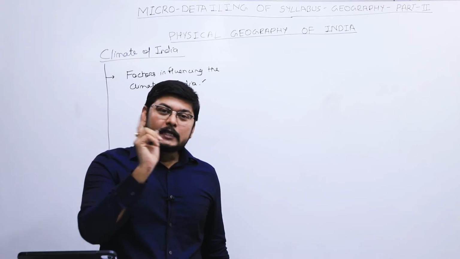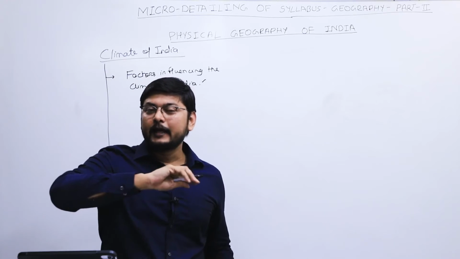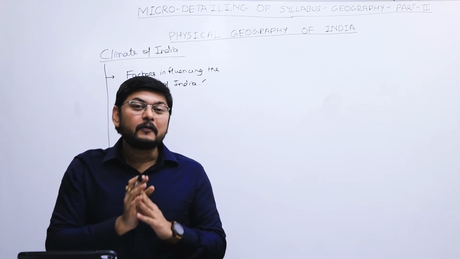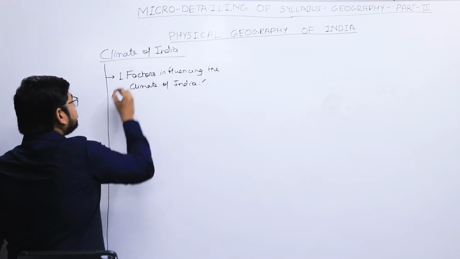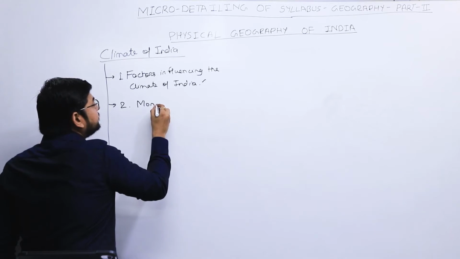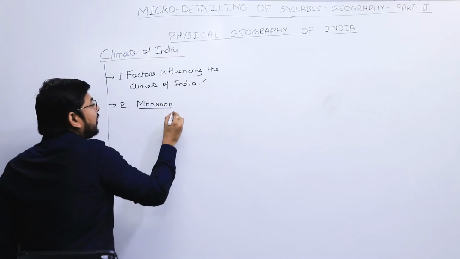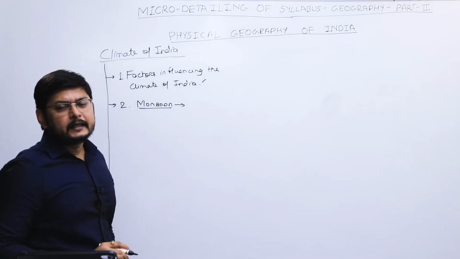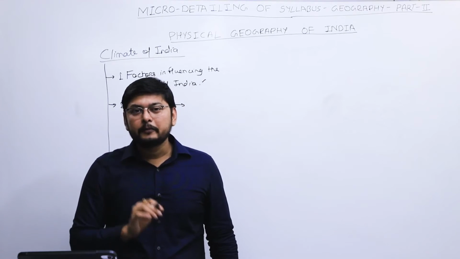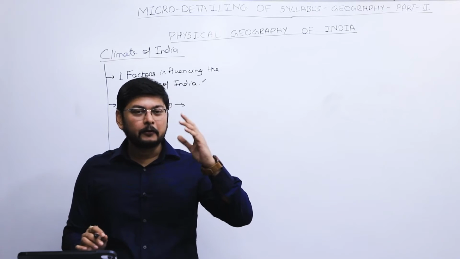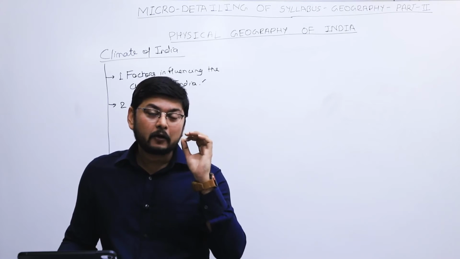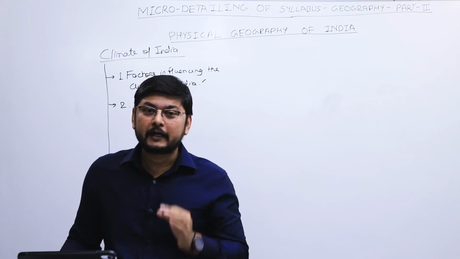Now, as we understand the climate, first we have to see the importance of monsoon. Next part is the monsoon of India. Now, monsoon is very, very important. Why? Because the agricultural economy of India, not only the agricultural economy but also the overall economy of India, is dependent on the monsoon winds or monsoon rainfall.